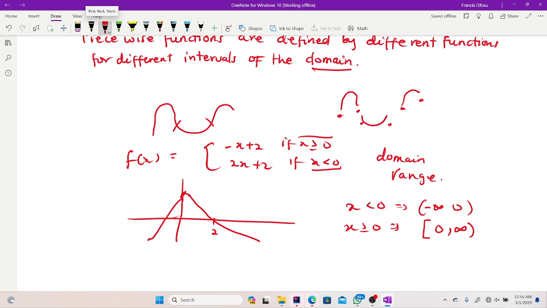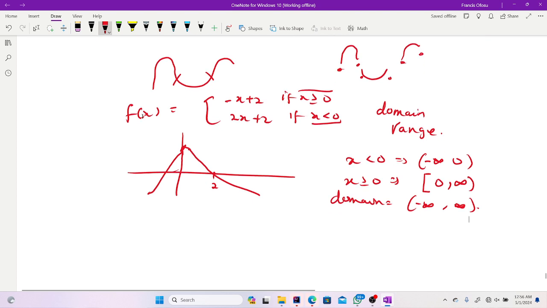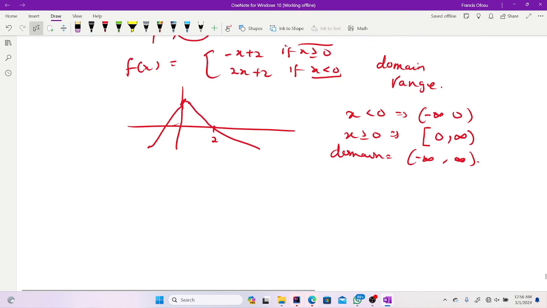At this point, our total input is the combination of these. The minimum is this and the maximum is this. Therefore, my domain is simply negative infinity to positive infinity. That is all for the domain.